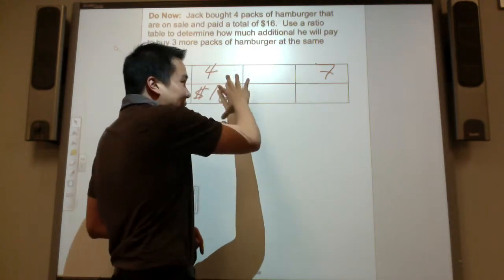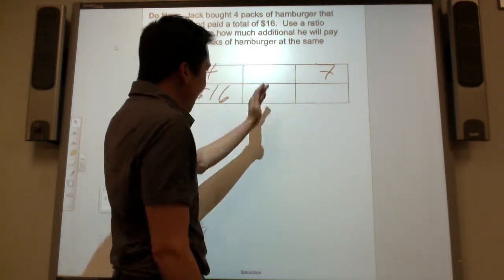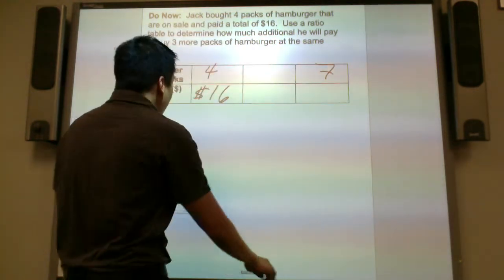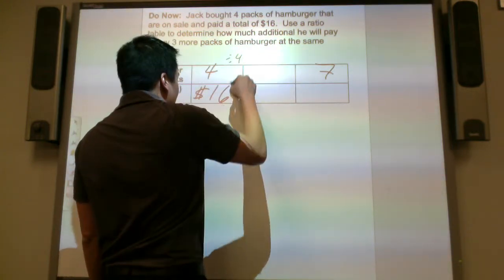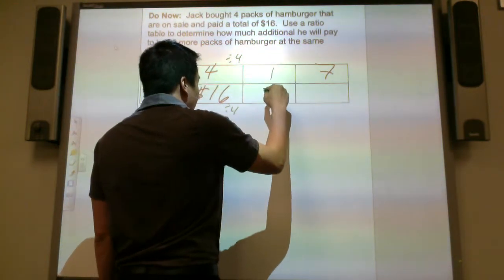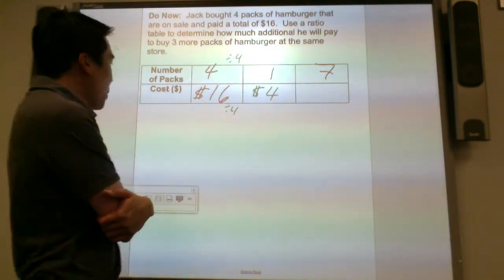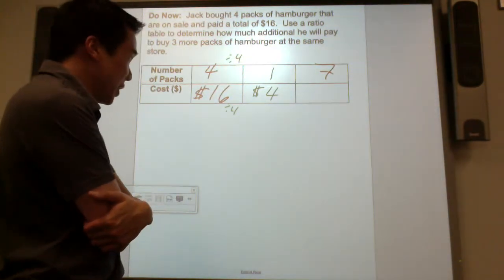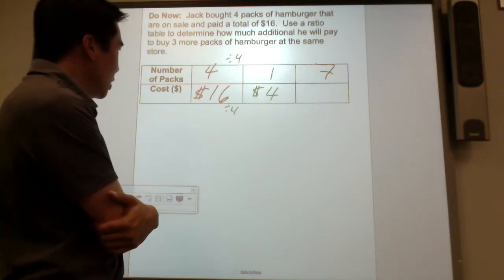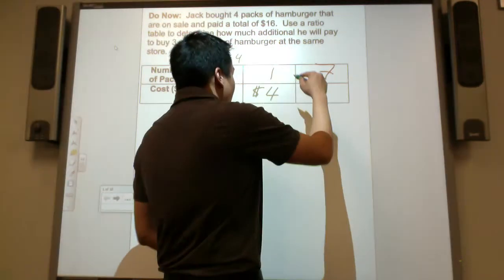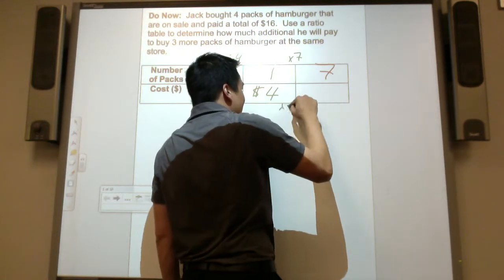So let's break it down and then build it back up. So scale it down, scale it up. If I'm going to scale this down, I would divide both numbers by 4. I get 1. So 1 pack costs $4. So each pack costs 4 bucks or $4 a pack. So if I wanted to scale it up or build it up, I multiply by 7.